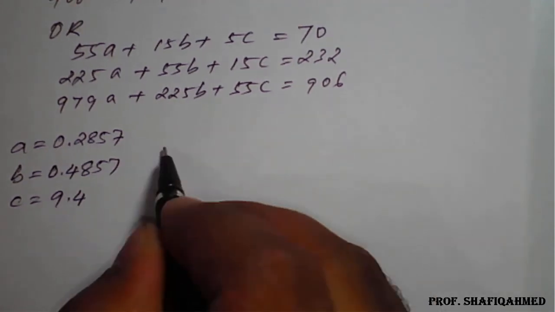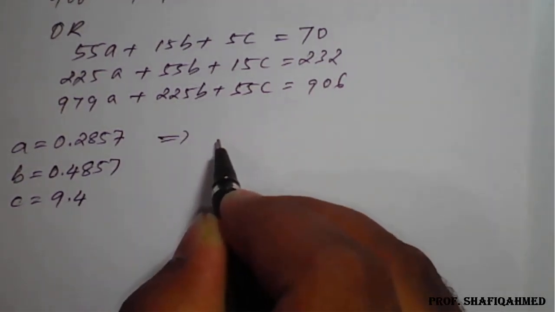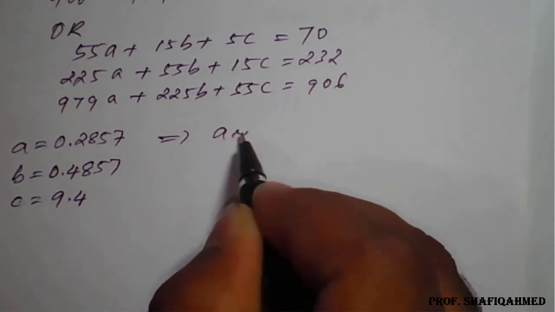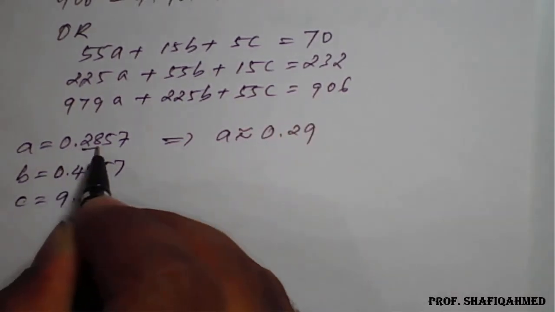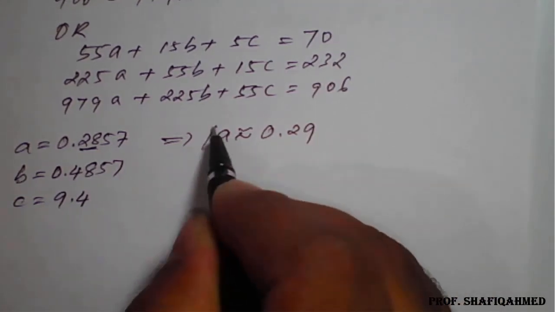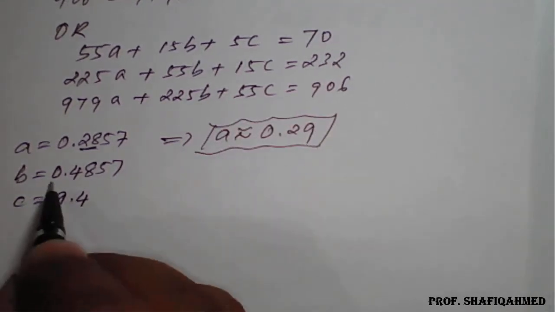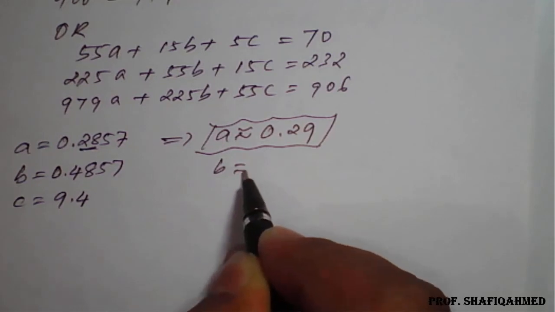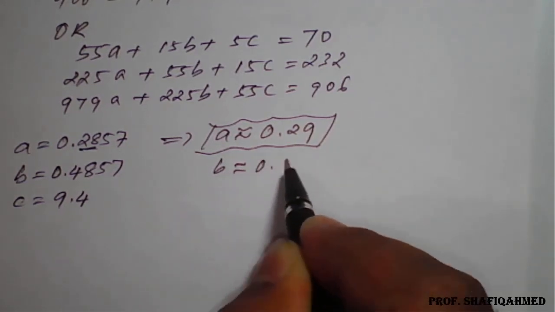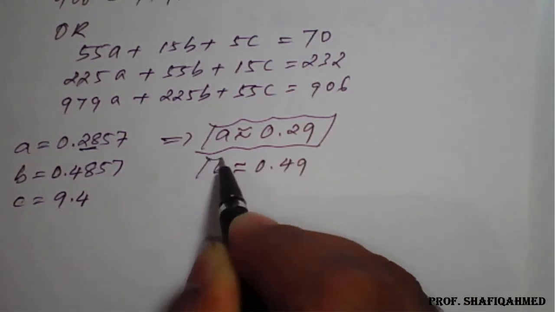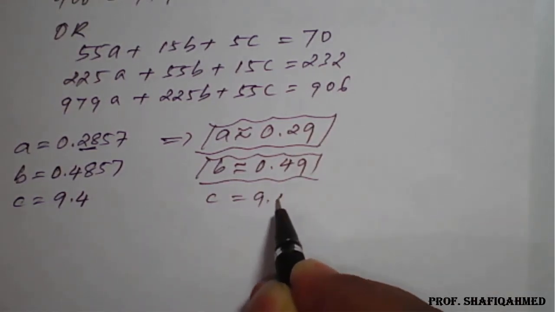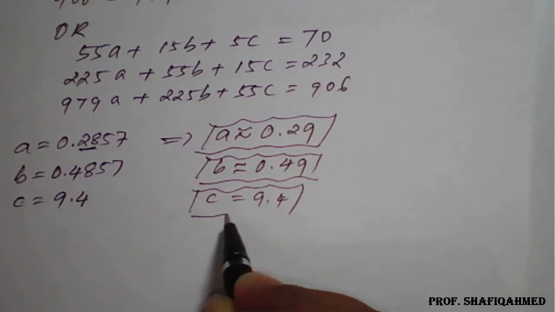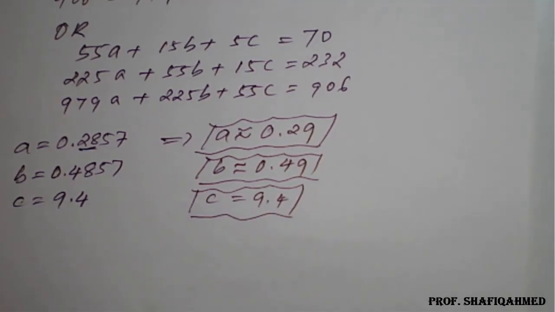So a is equivalent to 0.29, fixed up to 2 decimal places. So the a value will be 0.29, the b value will be 0.49, and the c value, as it is already a proper decimal, is 9.4.